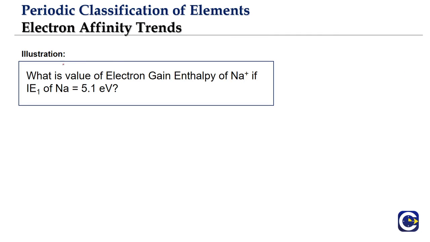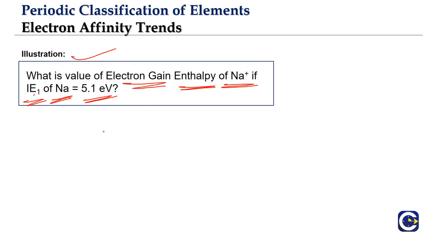Now we look at a sample question. What is the value of electron gain enthalpy of Na+? If IE1 of sodium is 5.1 electron volt, means what? Look at this now. The moment you see the question, we can think that okay, this is the relation between what? Electron gain enthalpy and ionization energy. So for that we should quickly write down the equations.